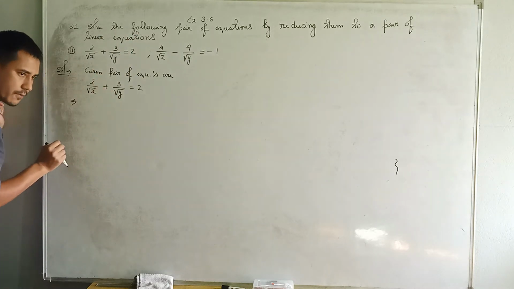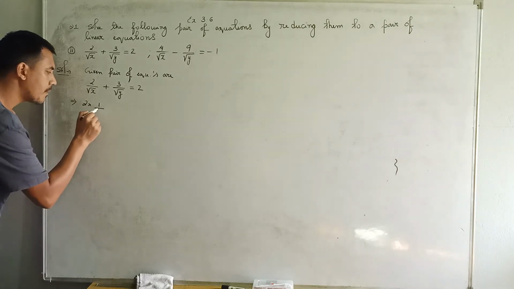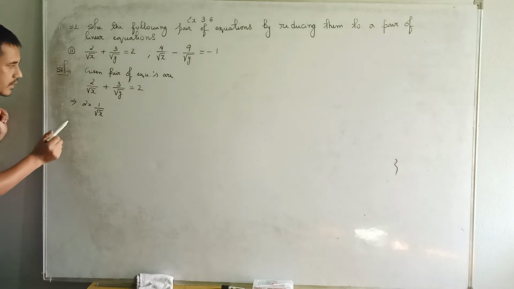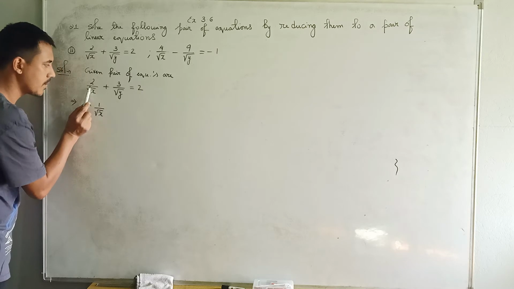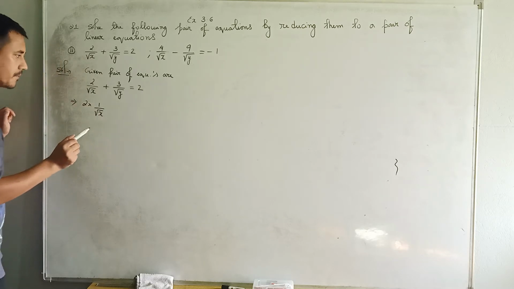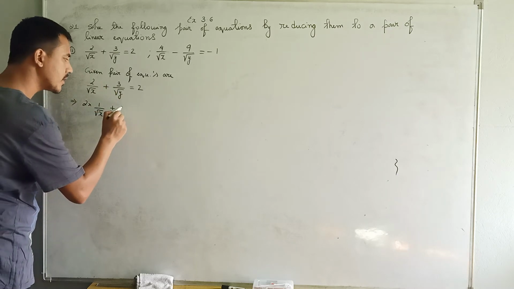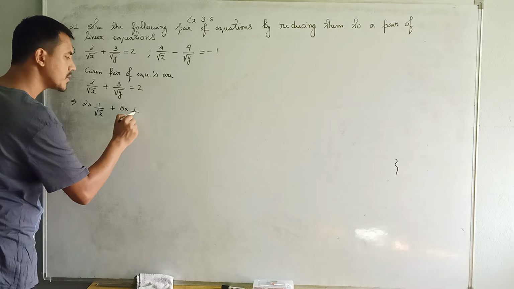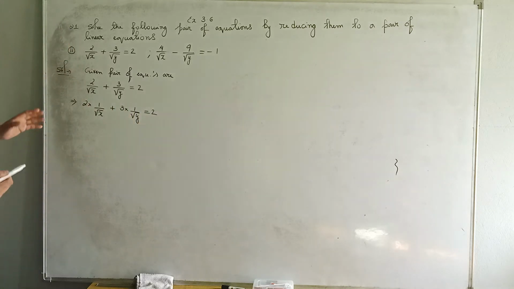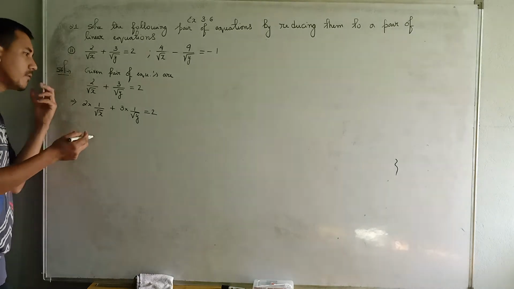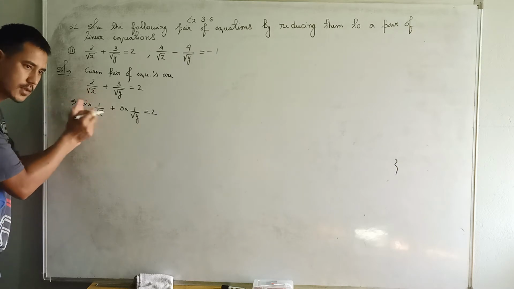2 upon square root of x: can I write this as 2 times 1 upon square root of x? 2 times 1 is 2 upon square root of x, same thing. And then 3 upon square root of y can be rewritten as 3 into 1 upon square root of y. What I'm doing here is separating the coefficient and the variable ones, writing it as 2 terms.